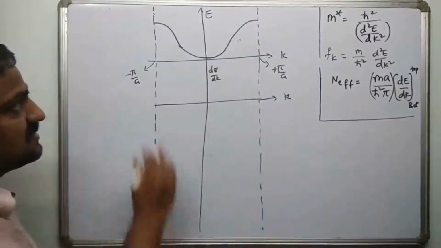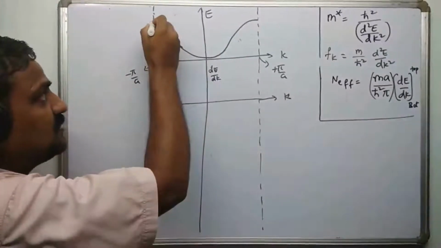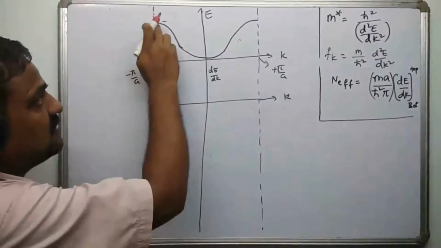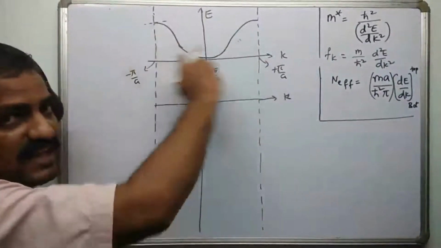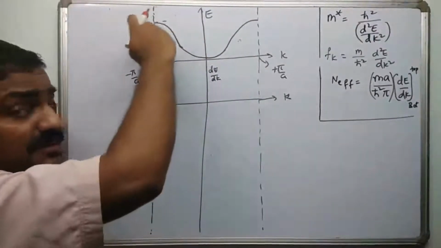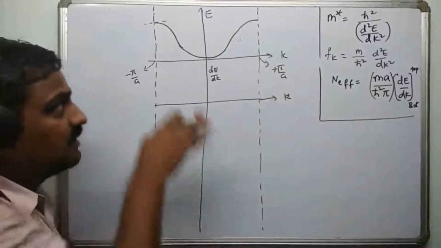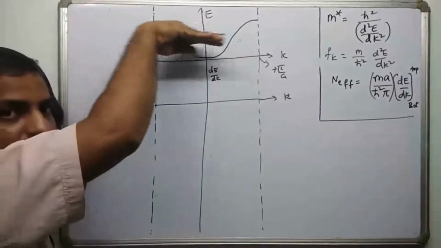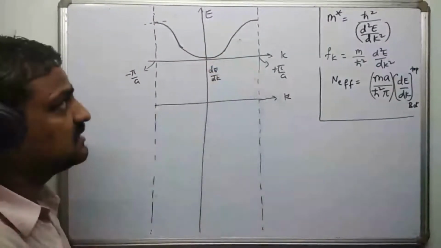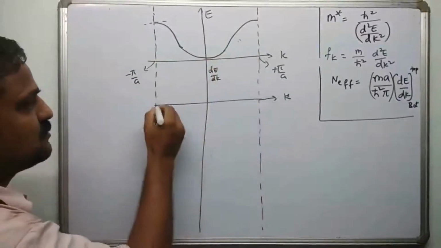See, dE by dk is nothing but the slope of this graph. So slope means at every point you have to draw a tangent. If you draw a tangent like this, here at this point the tangent is parallel to the k axis, and the angle made by the tangent with the k axis, if you take tan theta of that line with respect to this axis, that is going to describe the slope. So here, of course, it is parallel to the k axis, so the slope is 0.